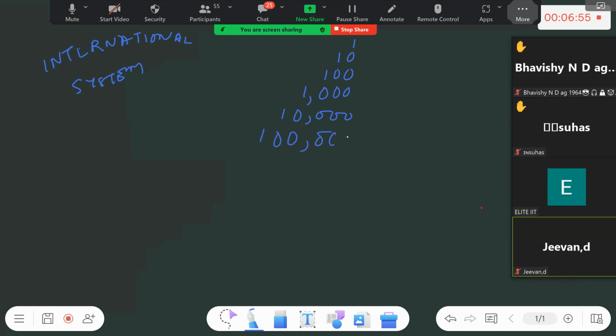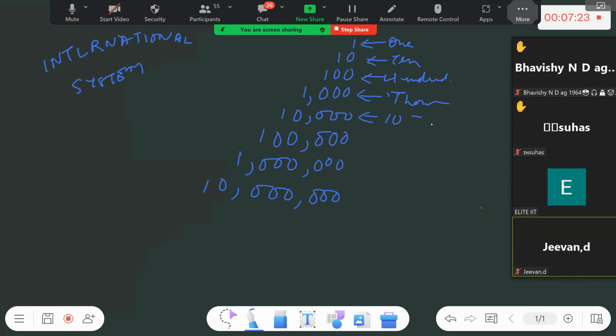Okay, quiet everyone. This is our international system, isn't it? It goes on like this. We all know this. This is again 1, this is 10, this is 100. This is 1,000, 10,000, 100,000. In Indian system, here we had lakh, isn't it? So instead of 1 lakh, we have 100,000.